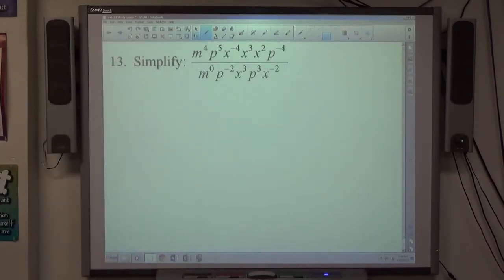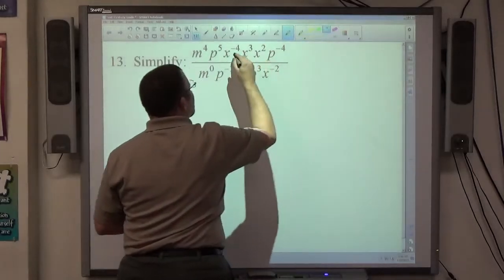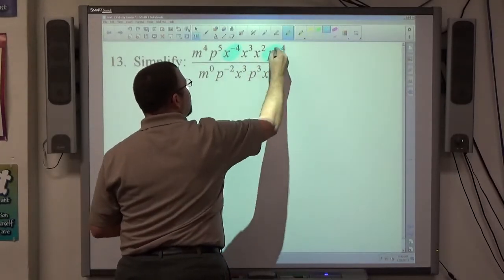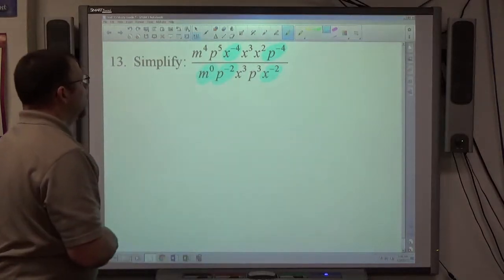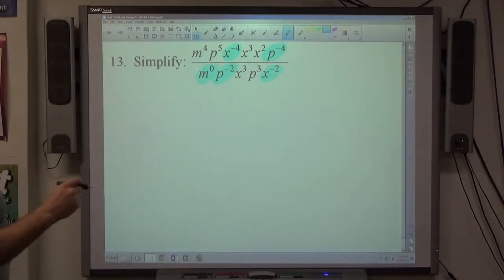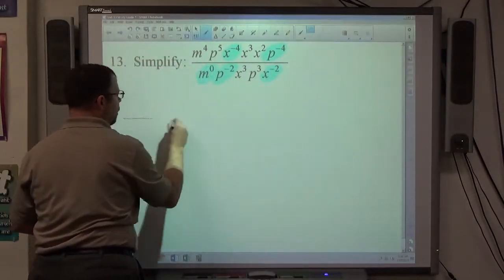Number 13, simplify. If we follow the process that I've given you, the first thing I want to deal with is negative powers. I've got a negative power here, and here, and here, and here, and also 0 powers. Everything else is a positive power, so everything else stays where it's at. So everything that's not highlighted is going to stay where it's at. I'm going to rewrite that first.